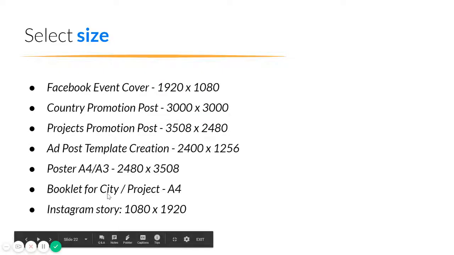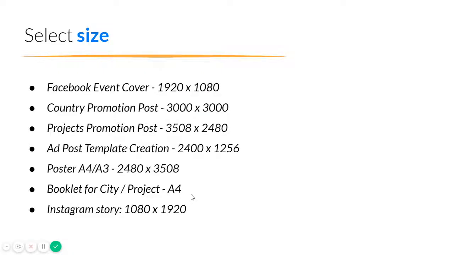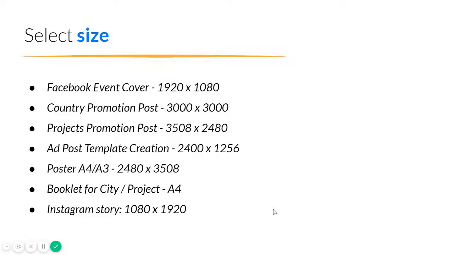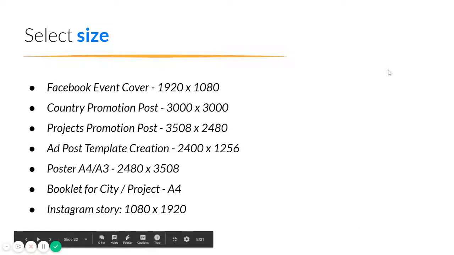City booklet or project booklet, these things, try to keep it in A4, but otherwise you can make digital copies of these. These can be a regular ratio, one of those that you can find in PowerPoint. And coming to Instagram story, it is 1080 by 1920. That means it's a vertical format of the screen size as per your phone.